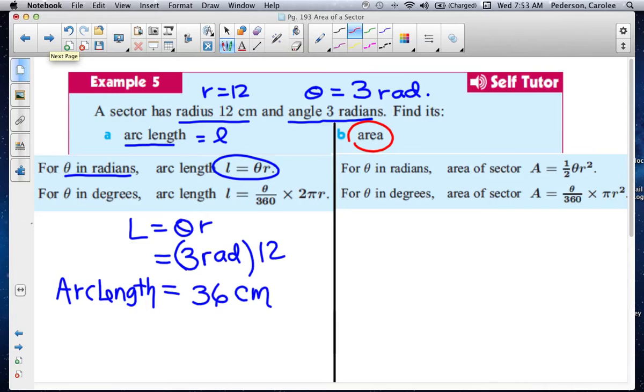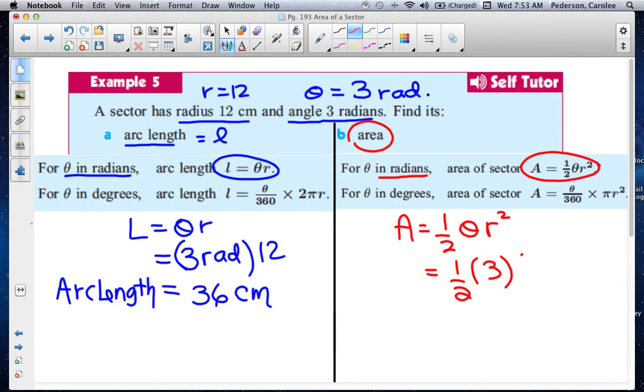The second part of the question is to find the area of the sector. So we would choose the top formula because we are again in radian measure. So the area is 1/2 the central angle times the radius squared. So we substitute in 3 for the radians, 12 for the radius. Multiply that together in your calculator. So 1/2 times 3 times 12 squared is 216 centimeters squared is the area of this sector.